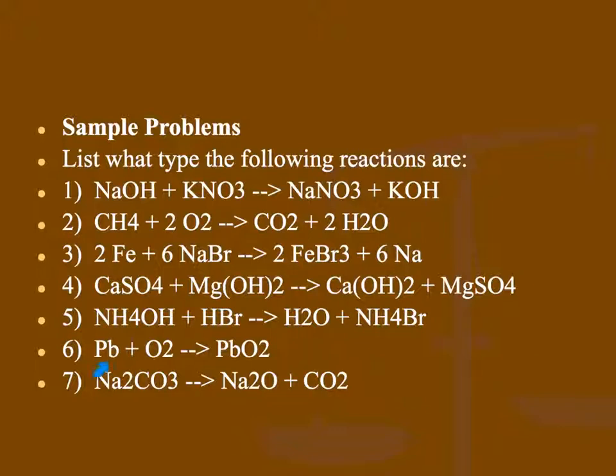On number 6, we have an element by itself plus an element by itself. Now notice that we have O2 because oxygen is diatomic. We also had it appear up here. And when we had these two elements by themselves, they come together to make a more complex chemical compound. Therefore, we have a synthesis reaction. And finally, on number 7, we have a chemical compound, sodium carbonate, breaking down to make two simpler compounds. Therefore, we have a decomposition reaction.